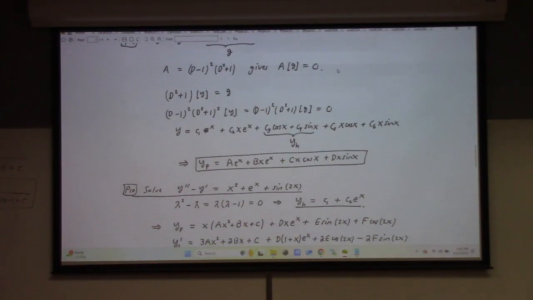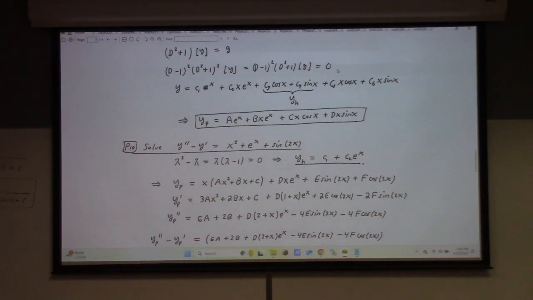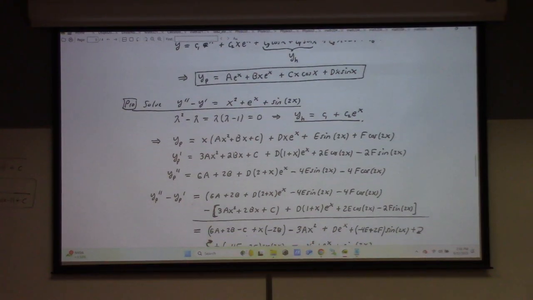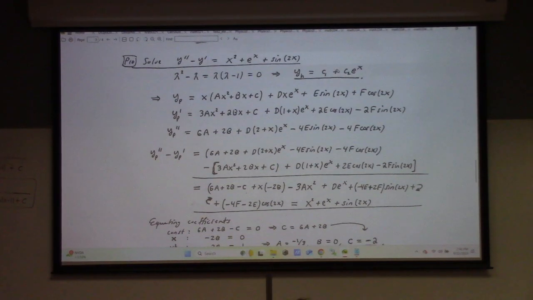Now the next one says solve. So we're going to have to face the music. Now I think I was lazy. I didn't show you the annihilator method for problem 10.